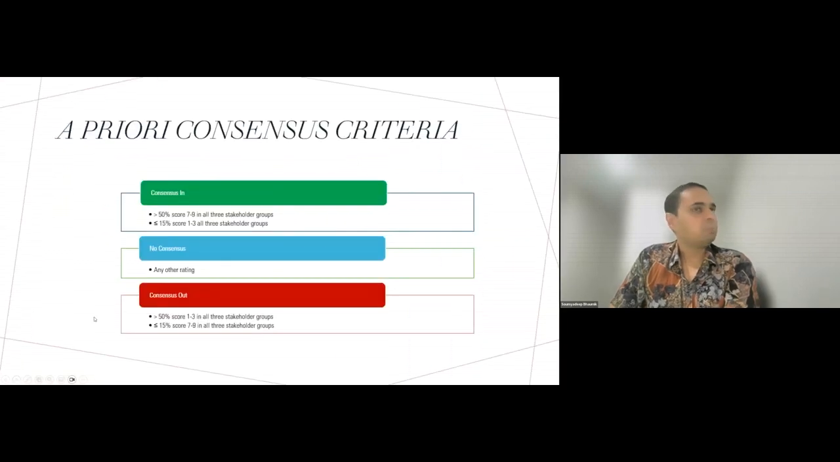We had a priority consensus criteria, quite simple: more than 50% scoring it critically important, which is basically a majority mark, and it goes in. But we also built in that none of the stakeholder groups should vote 15% or less. So that was consensus in. If it was the opposite, it was consensus out, and any other rating was no consensus.